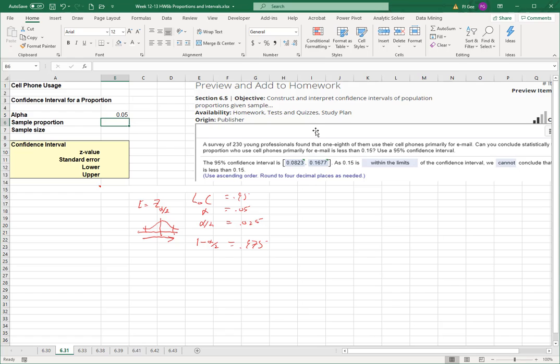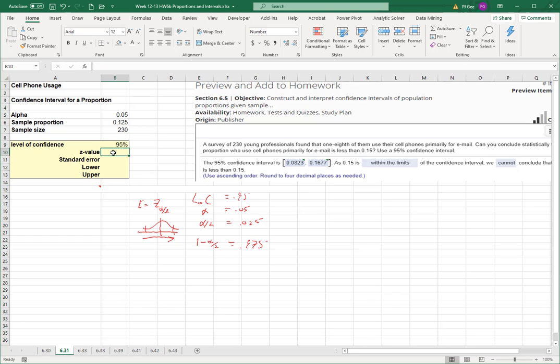What's the sample proportion? 23 over 8? So what is the sample proportion? Does anybody know what 1/8 is? 1 over 8 is 0.125. And the sample size of 230, I think we put in there. The level of confidence is again 0.95, just to remind us.